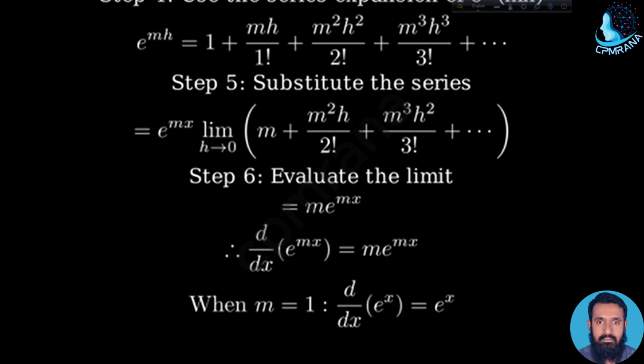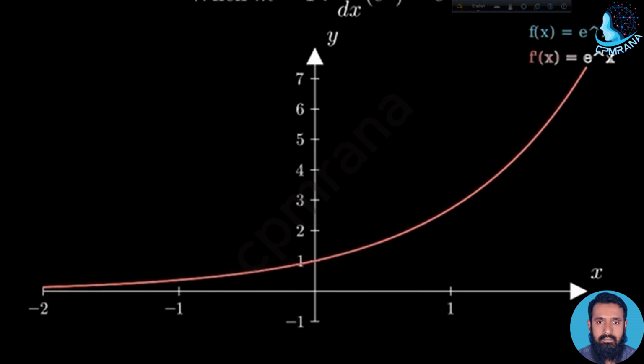Let's visualize this function and its derivative. The blue curve shows e to the power of mx, and the red curve shows its derivative, m times e to the power of mx. Notice how they're proportional to each other.